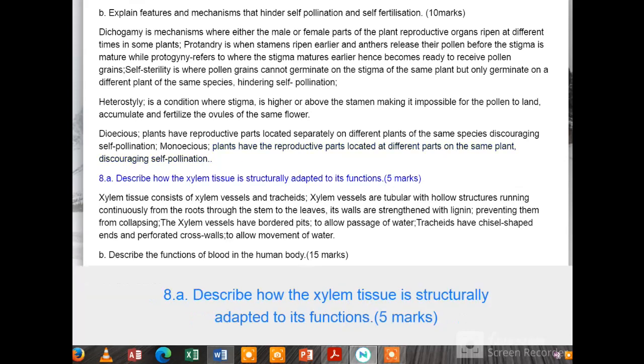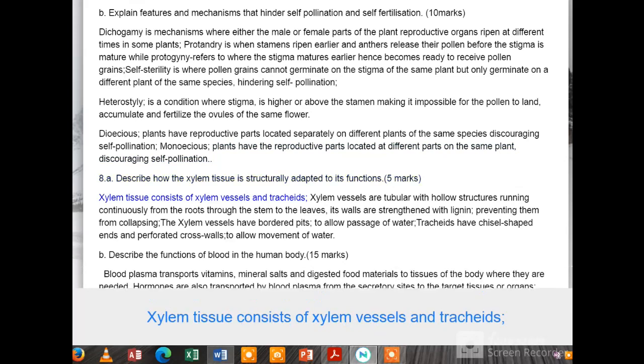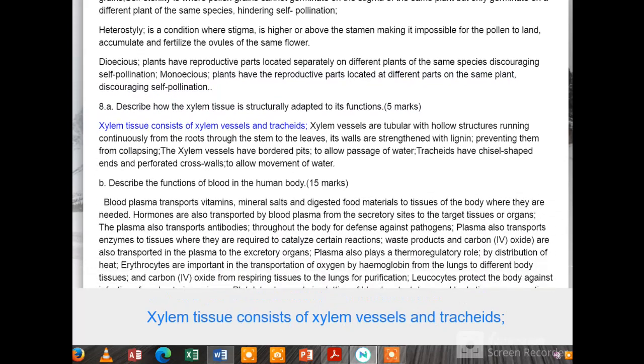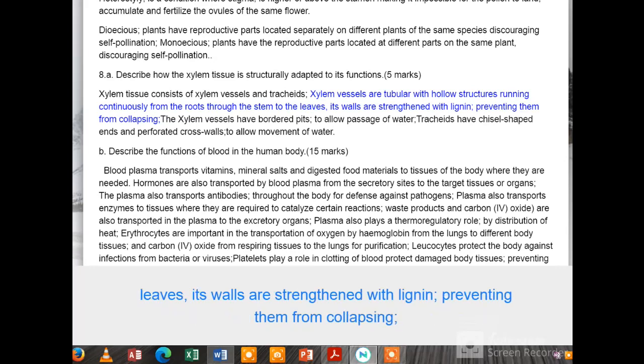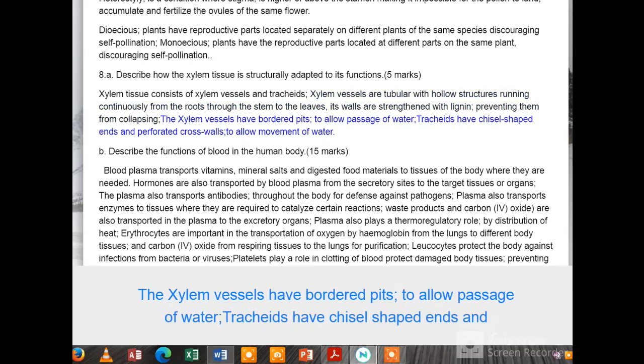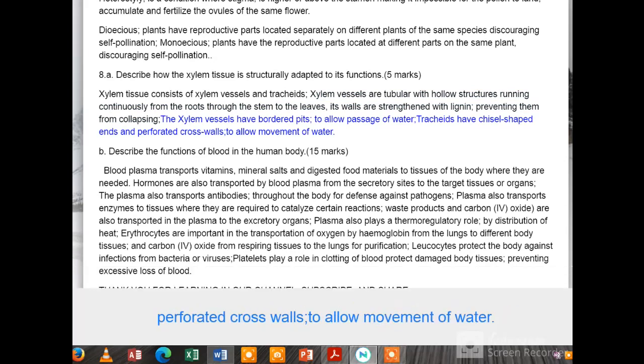8.A. Describe how the xylem tissue is structurally adapted to its functions. 5 marks. Xylem tissue consists of xylem vessels and tracheids. Xylem vessels are tubular with hollow structures running continuously from the roots through the stem to the leaves. Its walls are strengthened with lignin, preventing them from collapsing. The xylem vessels have bordered pits, to allow passage of water. Tracheids have chisel-shaped ends and perforated cross walls, to allow movement of water.